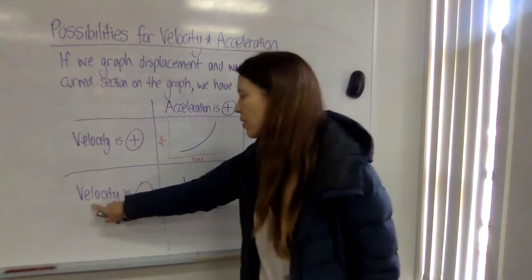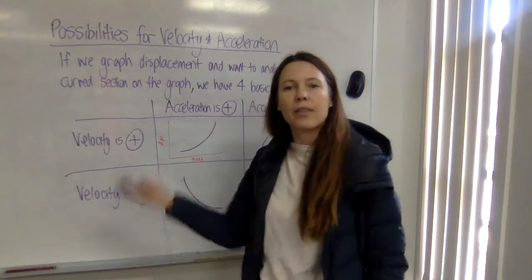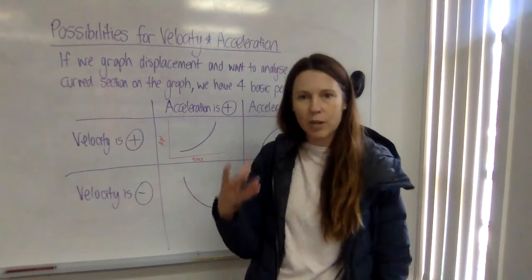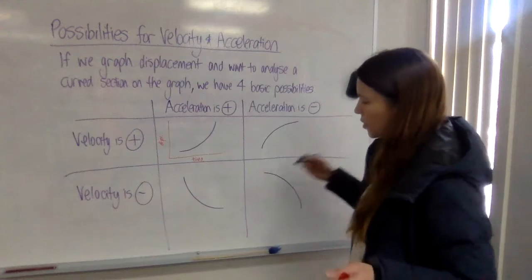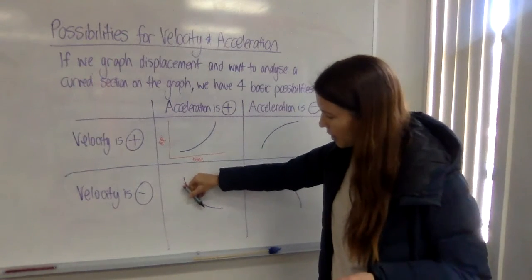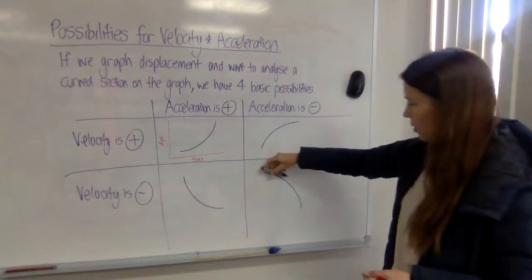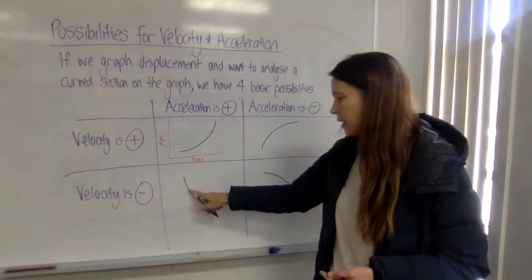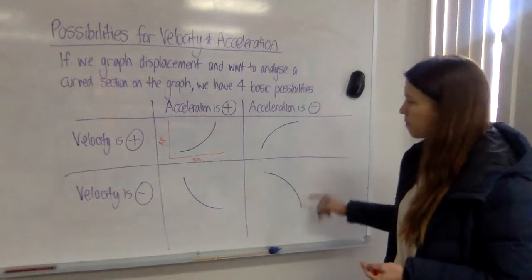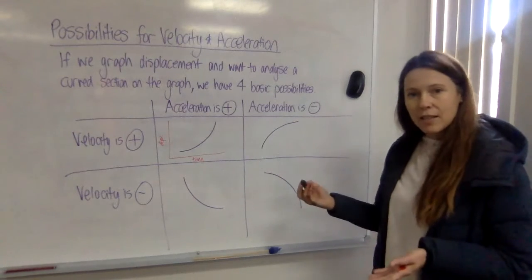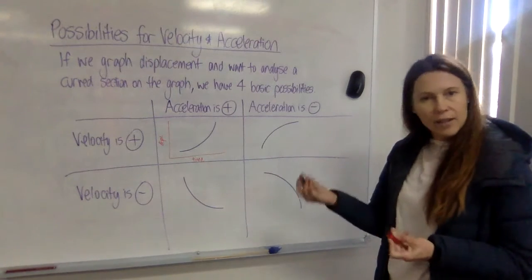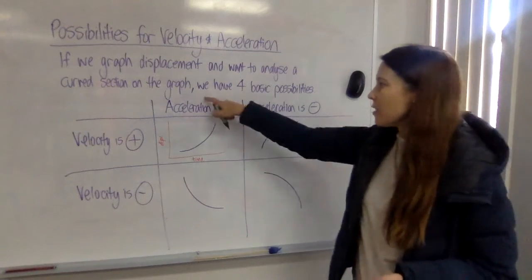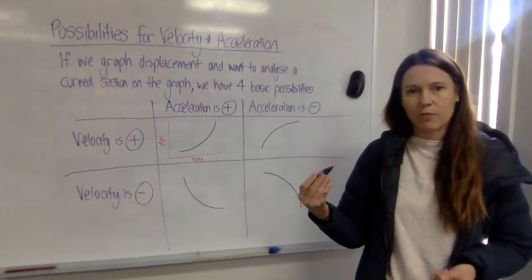It makes sense also then that if the velocity is negative, then the gradient of the displacement graph will also be negative. So we've got two possibilities again, with a negative gradient looking like this or like this. And in both cases, the displacement is going down, okay? Now, the concavity is always given to us by the second derivative. And in this case, acceleration tells us what's happening with the second derivative.